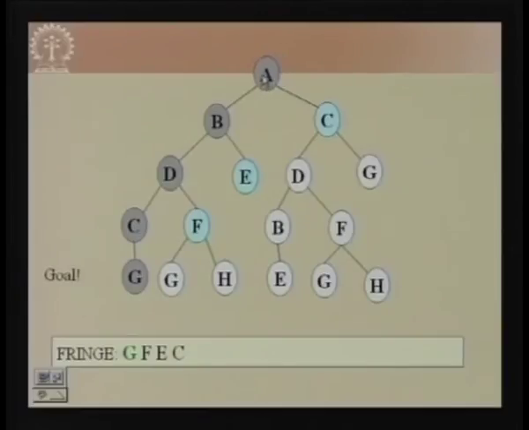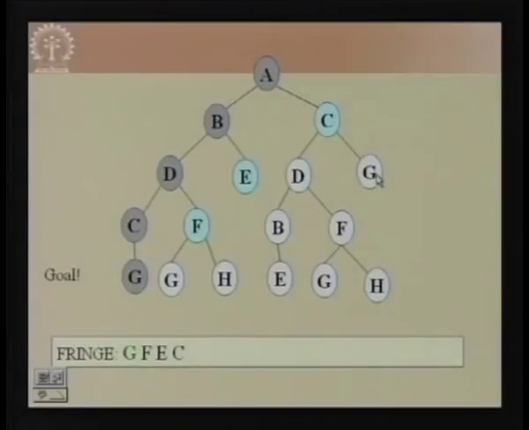So we notice that A, B, D, C and G are the nodes expanded. A goal node at depth 4 has been found by depth first search. On the same search tree, we saw that this goal was found as a result of breadth first search. This goal is at depth 2, and in that case we had expanded A, B, C, D, E and D.